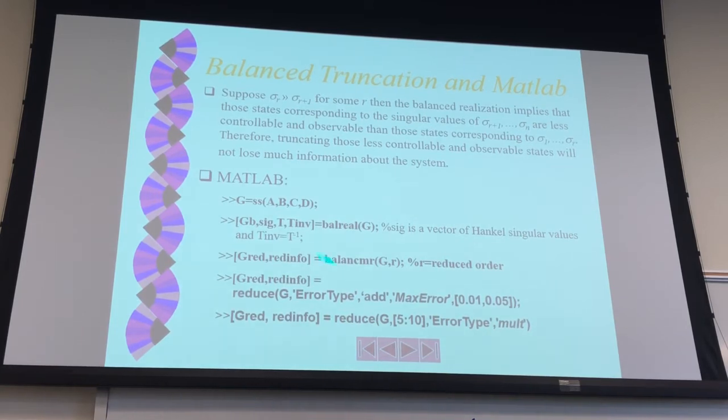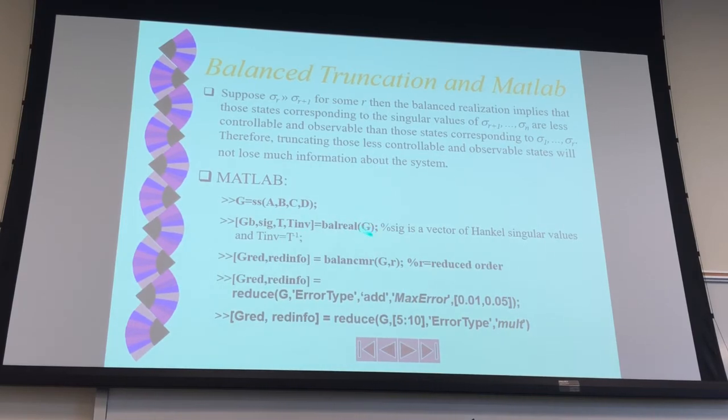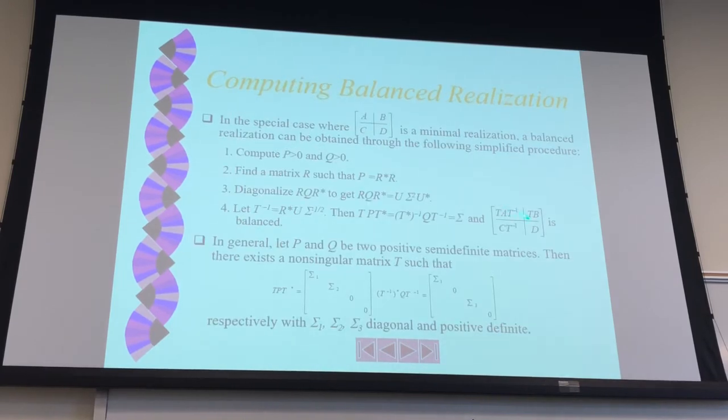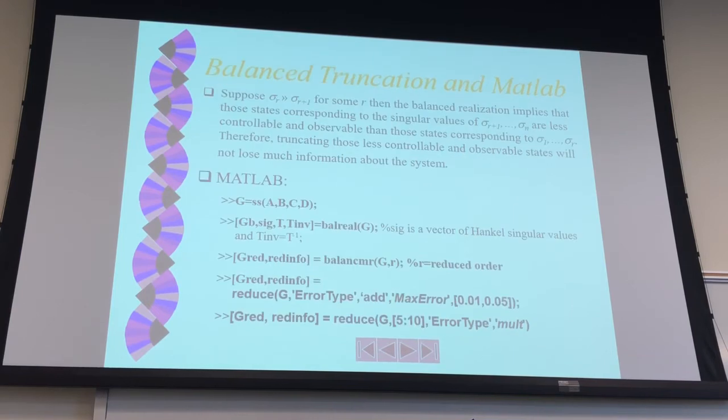If you have an original system A, B, C, D, you can get a state space. G has a name. It's called an LTI object, okay, minor. So what do you do? You do balanced realization of G. It will give you T inverse T. That is here. T inverse T here. Okay. That's a balanced realization. Then it also gives you a sigma. That is a diagonal matrix. Okay? Sigma is the vector of Hankel singular values, ordered from biggest to smallest.